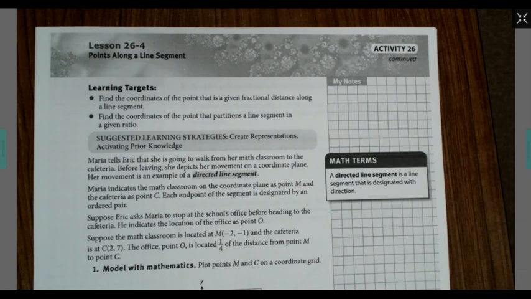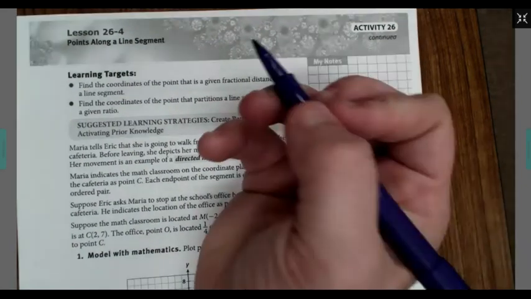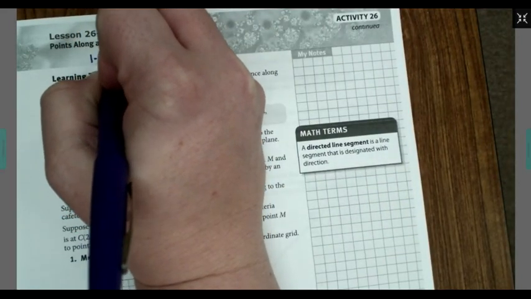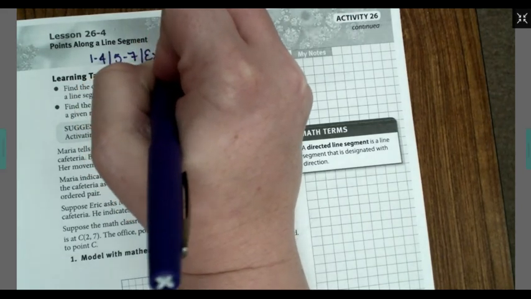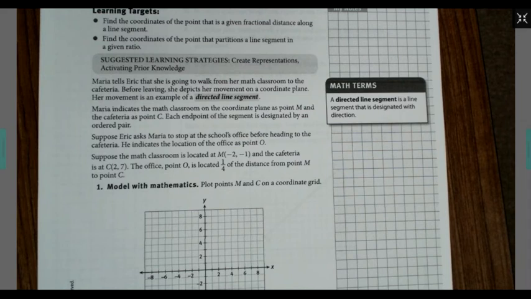Today we will be covering lesson 26-4, points along a line segment. We're going to start off by splitting this lesson into 3 separate sections. We're going to cover questions 1 to 4, questions 5 to 7, and then all of example A. Let's take a look at our introduction for number 1.